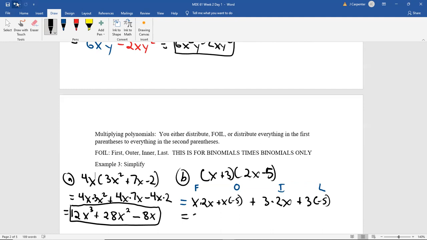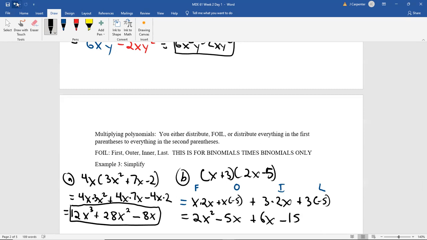X times 2x, we'll leave the 2 alone. X times x is x squared, adding the exponents, a 1 and a 1. X times negative 5 makes that a minus 5x. If you really want to write plus negative 5x, you can, but at this level, no one really does. 3 times 2 is 6, so that's a plus 6x. 3 times negative 5 is a minus 15 or a plus a negative 15.